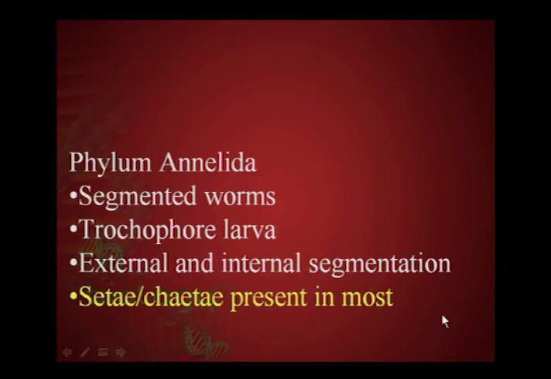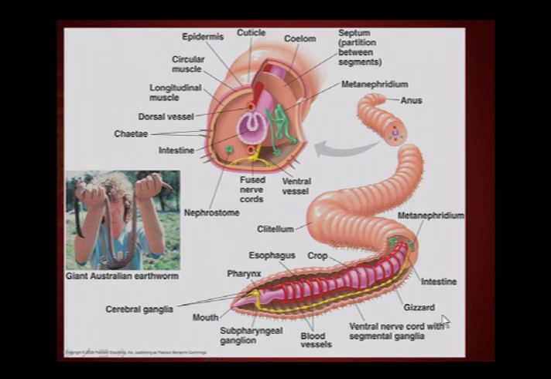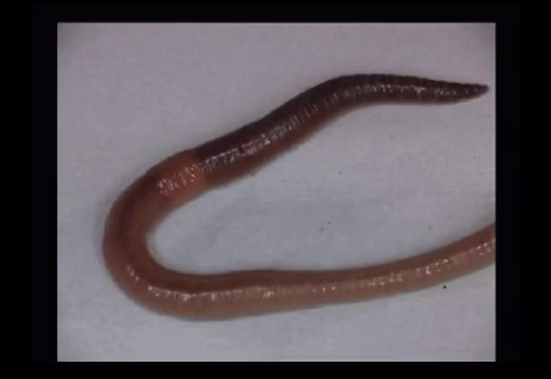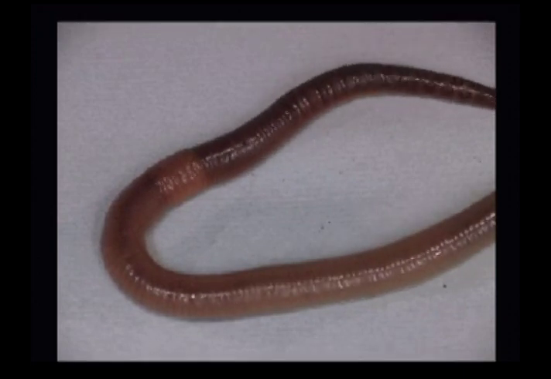Okay, and then last but not least, in members of the Annelida, most members will have small bristles, sometimes small, sometimes large, but basically bristles that are called setae or chaetae that help them basically in locomotion and moving. And so I'd like to show you a real brief animation actually of an earthworm. And again, what these setae do is actually provide traction.